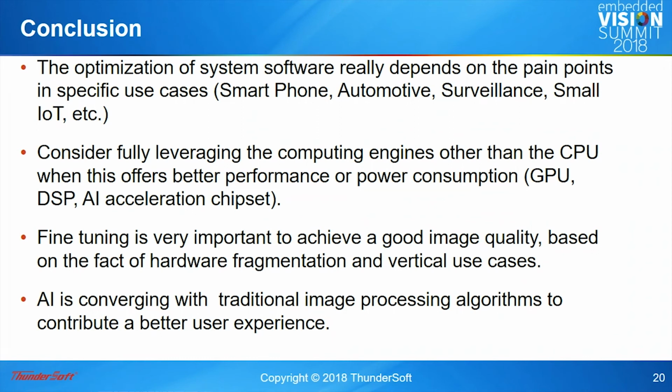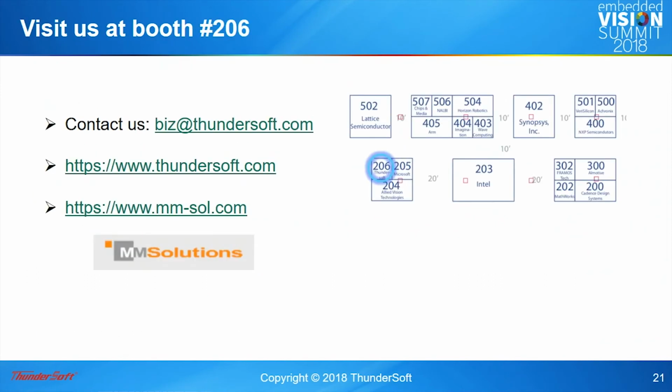You cannot just install a sensor, a camera, and make a good image quality. It also requires multi-months of fine tuning in order to squeeze the performance out of hardware. The last thing is that AI is really now converging with traditional image processing algorithms to contribute a better user experience. Yeah, so that's all for us.